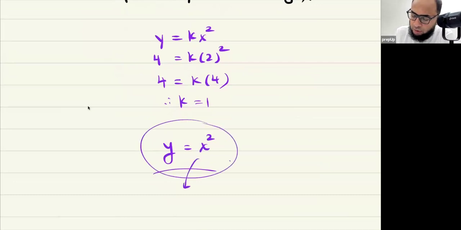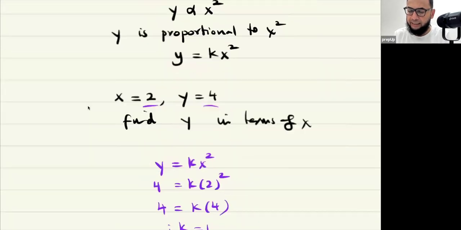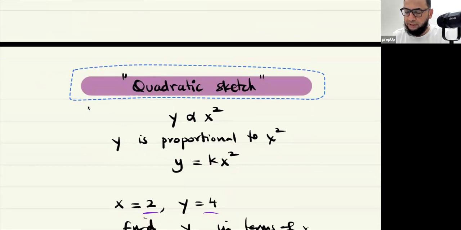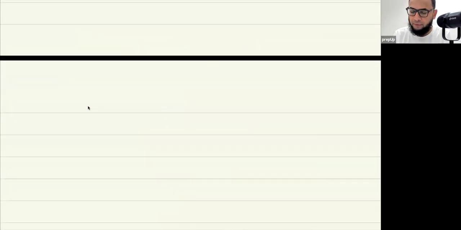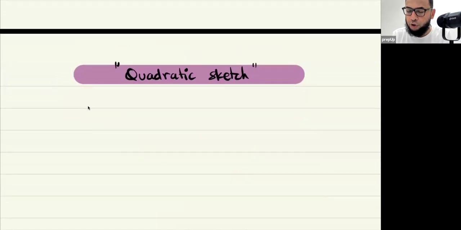Now let's draw the sketch of this. y is equal to 1x square. So now let's move to the next page, and it's about the same quadratic sketch. Let me just copy this from here. Let me paste it over here. Let me draw a table of values.